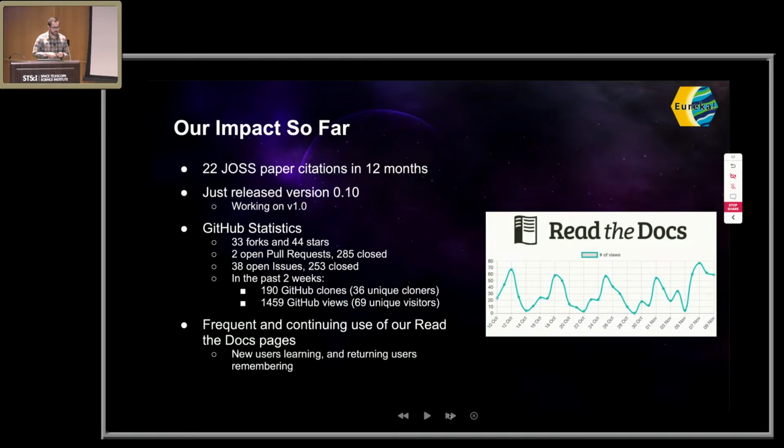On GitHub, we have 33 people who forked our repository, 44 who've starred it. We've closed 285 pull requests, 253 issues, and in the past 2 weeks alone, we've had hundreds of people clone the pipeline and thousands of views of our GitHub page. And our Read the Docs page sees pretty consistently tens of people looking at the documentation page. And this is consistent with new users coming to learn about the pipeline, as well as returning users being like, man, how do I do that weird thing in stage 3 again?